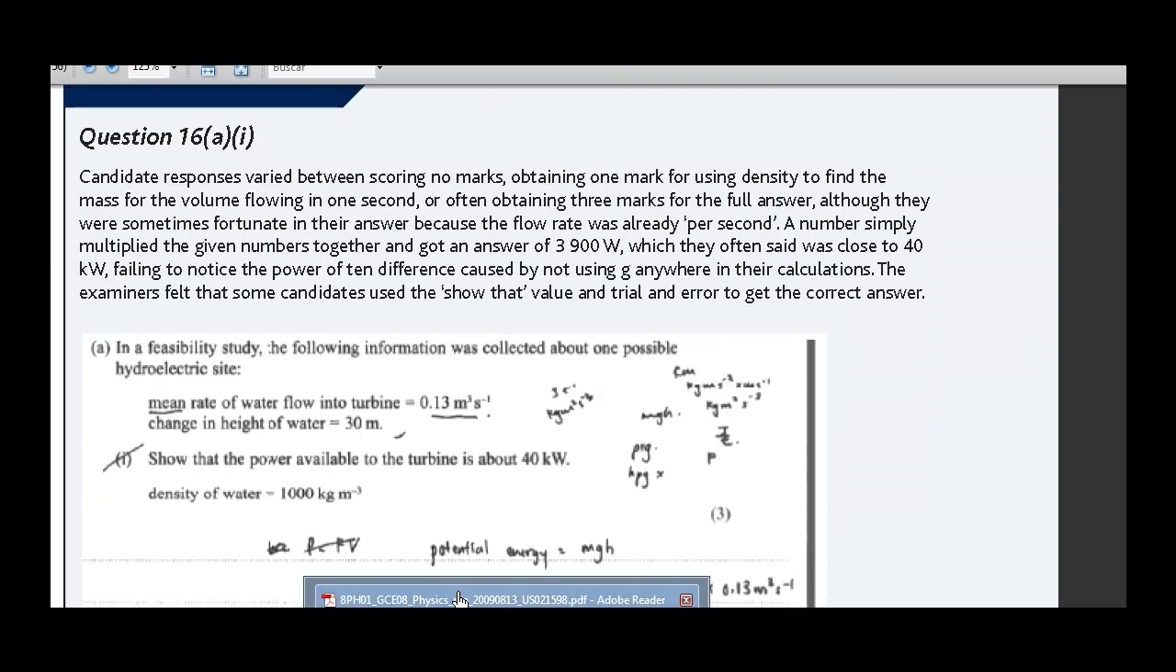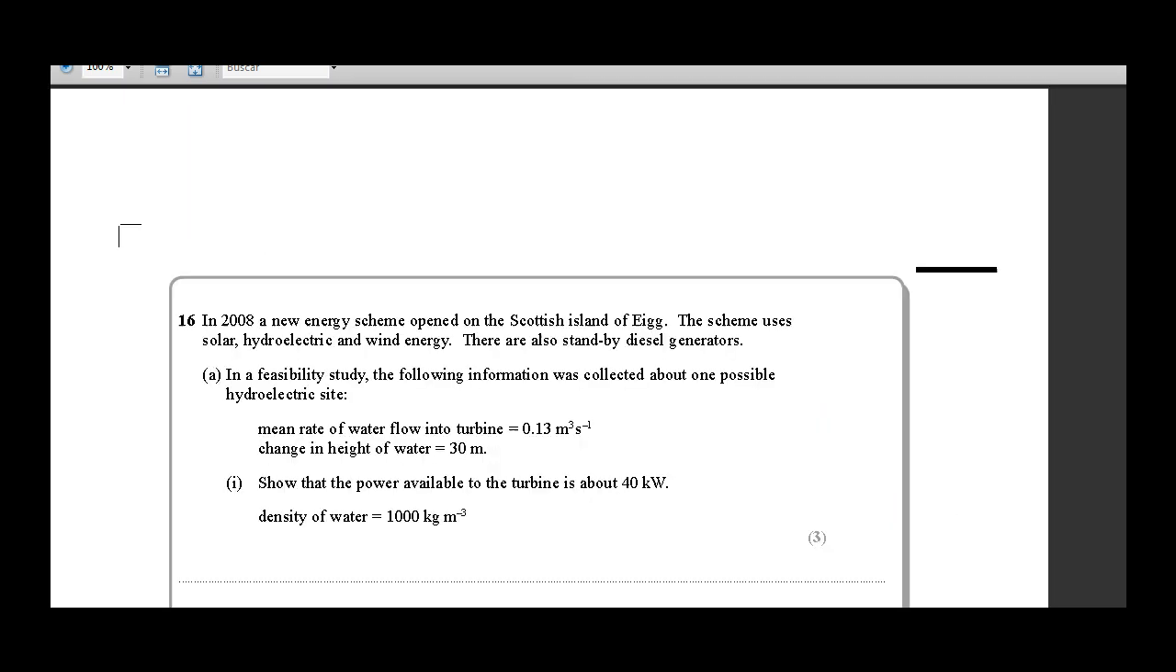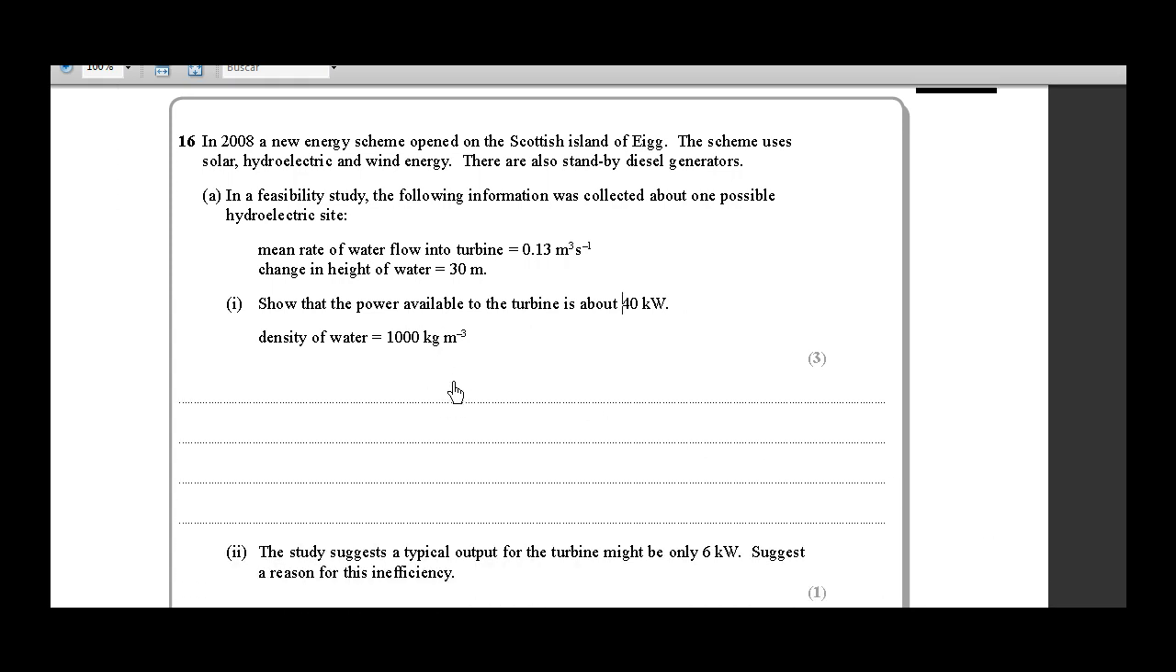Let's have a look at the next question. It says in 2008 a new energy scheme opened on the Scottish island of Eigg. The scheme uses solar, hydroelectric and wind energy. There are also standby diesel generators. In a feasibility study, the following information was collected about one possible hydroelectric site. So this is going to be about energy and rate and power and work done and all of those kinds of things, so that should be already sparking in our mind. So let's see what this is saying.